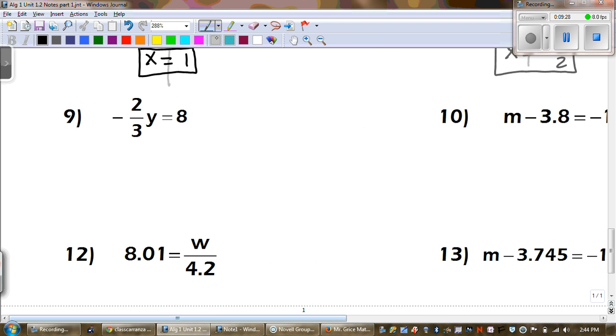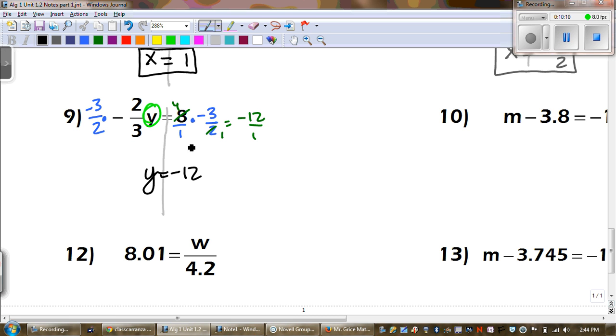Okay, number 9. Draw my line. I'm going to circle my variable so I see where it's at. And now I need to multiply by what? Remember, how do I get rid of a fraction? I need to multiply by the inverse. So on both sides, you multiply by the inverse. And now, 8 and 2, those can simplify. And when you multiply across, you get negative 12 over 1. And so we get y equals negative 12.